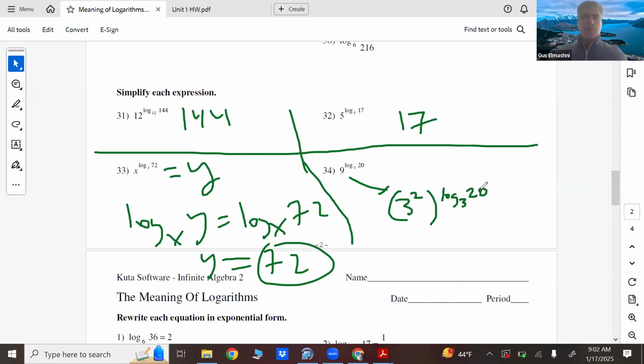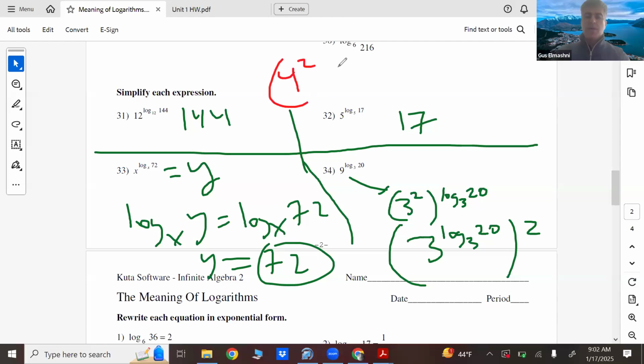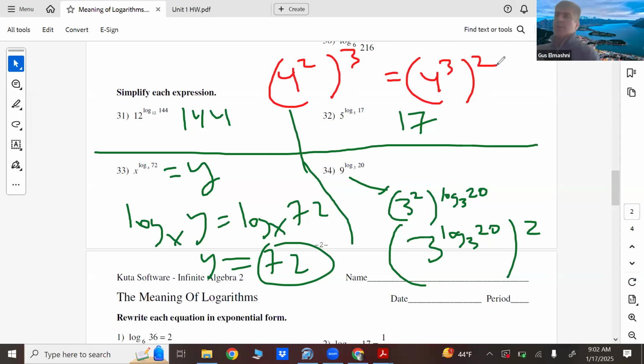I'm not doing this on the homework quiz, by the way. 34 is a little too tricky. But then you can rearrange the exponents like this. There's no harm in doing that, because if I had 4 squared, then cubed, it's the same thing as 4 cubed, then squared. So by changing the base of 9 to 3 squared and swapping the exponents, what did I get, John?